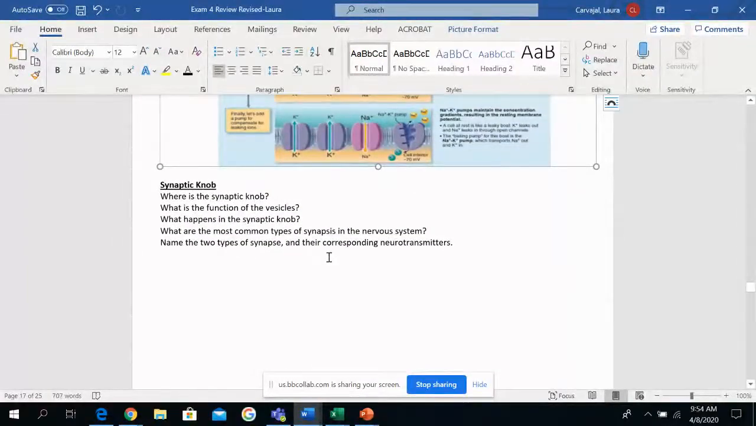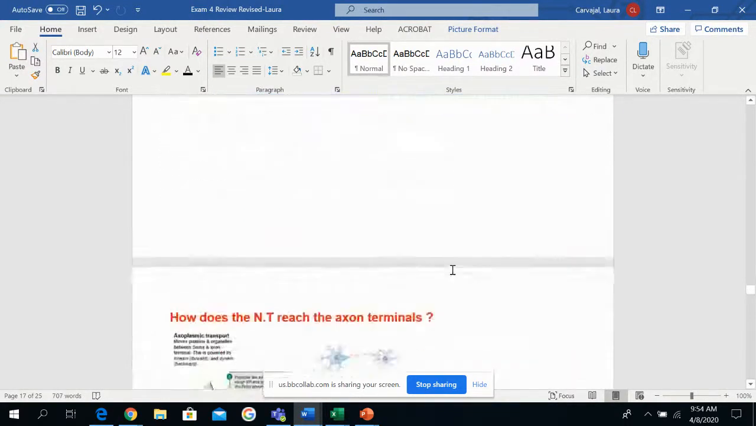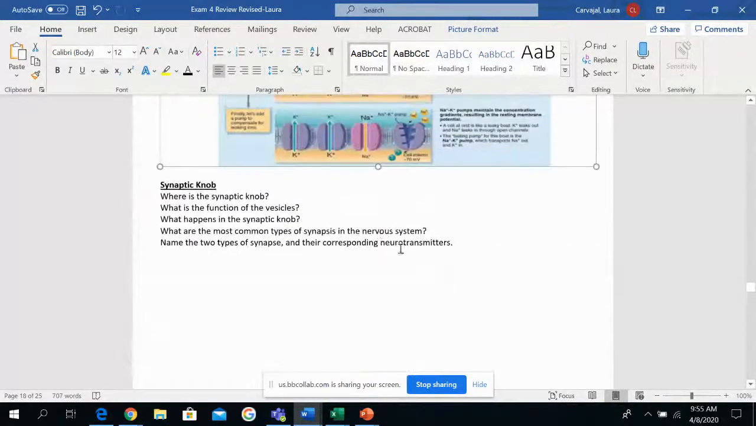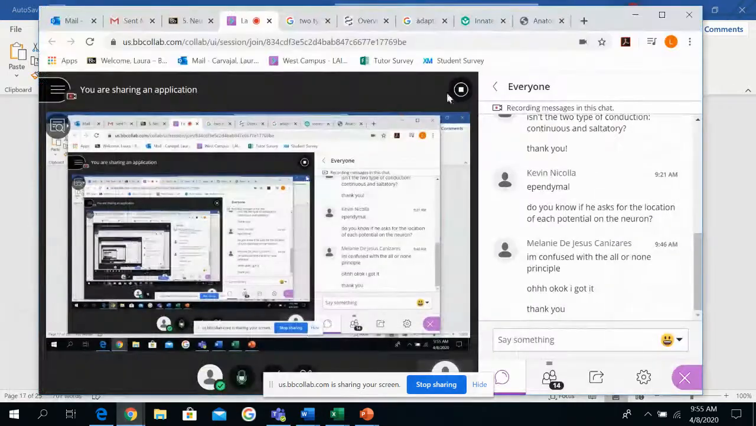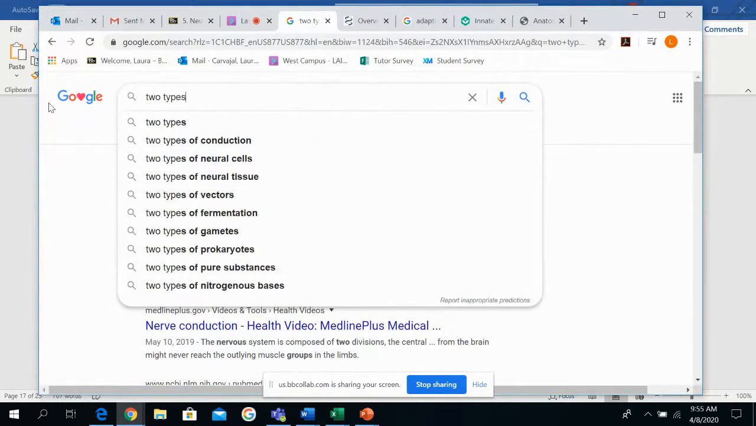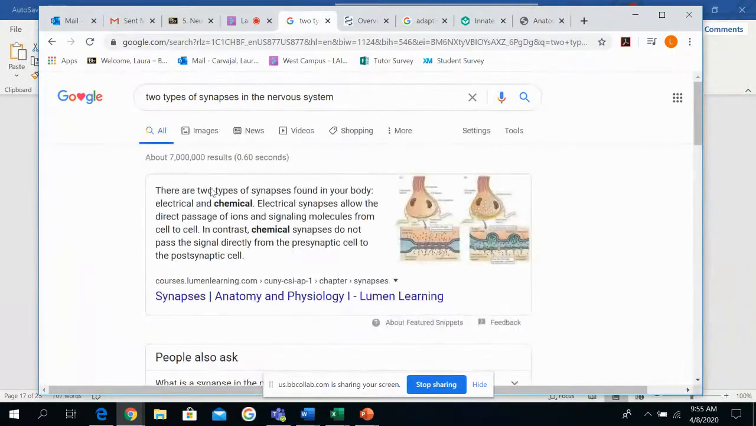What are the most common types of synapses in the nervous system? Name two types of synapse and their corresponding neurotransmitters. I don't have that here. I think it's talking about the muscarinic and cholinergic. Let's look that up really quick. Synapses in the nervous system. Oh, just kidding. Chemical and electrical, which makes sense.